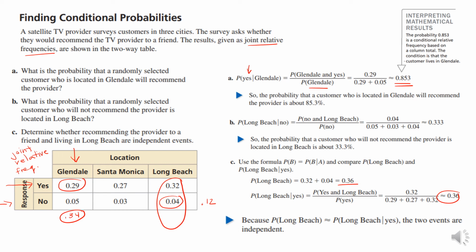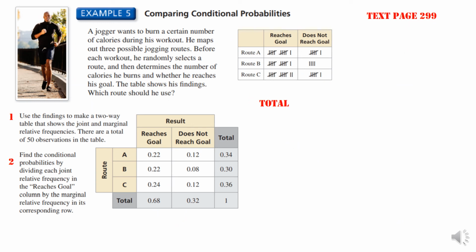All right. Another example in the book that I thought was really good is this one, comparing conditional probabilities. A jogger wants to burn a certain number of calories during his workout. He maps out 3 possible jogging routes. Before each workout, he randomly selects a route and then determines the number of calories he burns and whether he reaches his goal. This table over here shows his findings. So he needs to know which route he should use.